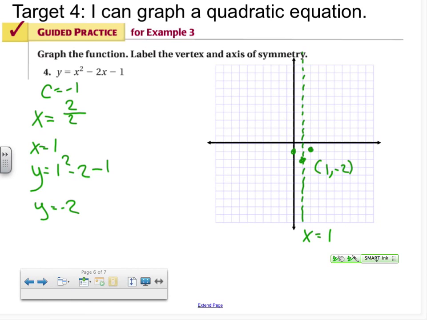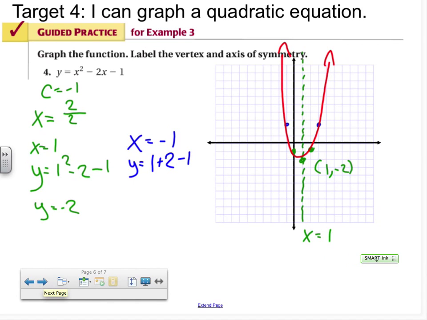Reflect your y-intercept to get another point. And try another x value just to make sure we don't have a funky shape here. Let's try x equals -1. -1 squared is 1. -2 times -1 plus 2. Minus 1. 1 plus 2 is 3. Minus 1 is 2. Reflect. And then we can play connect the dots.